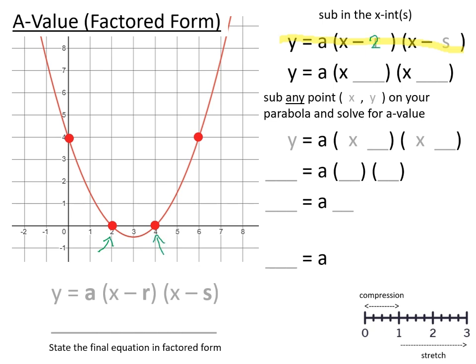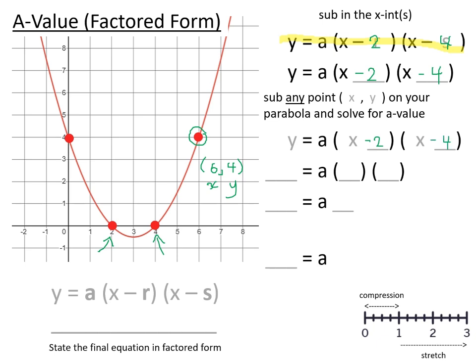+2 and +4. Next, we want to simplify any double signs, which there are none, so this is what we're left with. Next, we're going to sub any point on your parabola and solve for the a value. Preferably, we'd want to be using a non-x-intercept. So this would be a good point to use. This is 6, 4. That's the x-coordinate, that's the y-coordinate. So back over here, let's just copy in our numbers -2, -4.